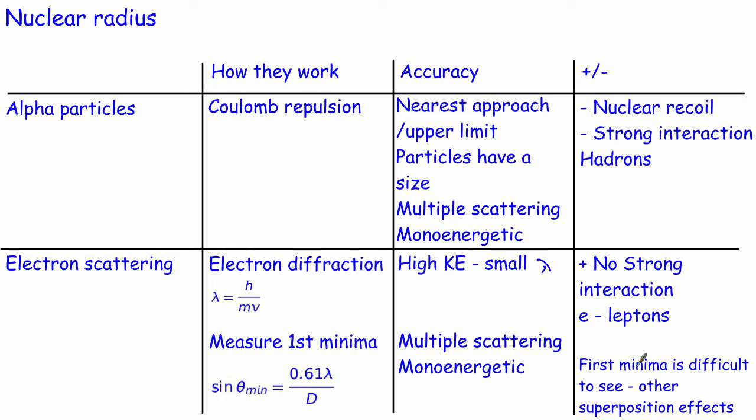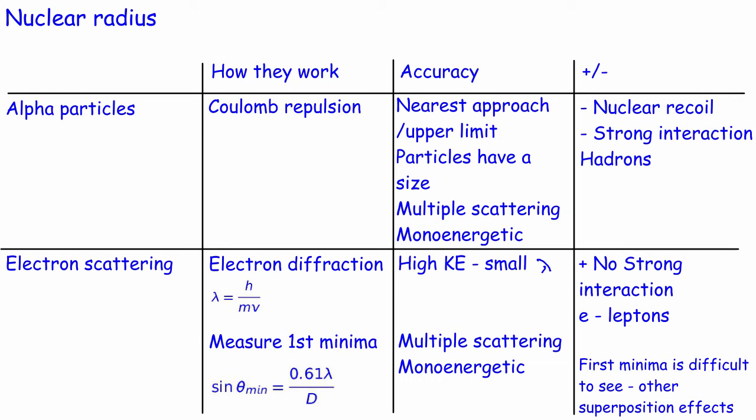Because you've got other atoms, other nuclei around, superposition starts to get a little bit mixed up, and it's actually quite difficult to do this experiment. However, it is possible to do it, and if you can do it properly, then this is actually more accurate than that because of these reasons up here. So that's what people have done.